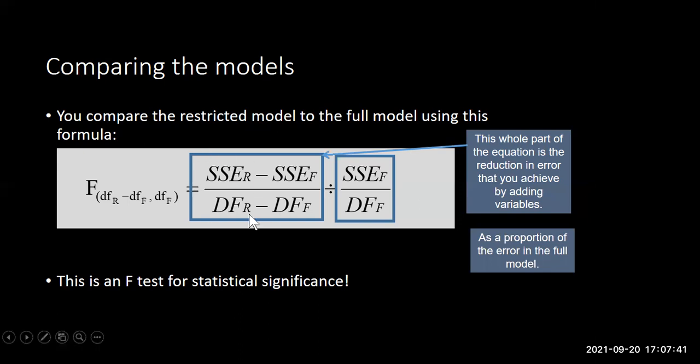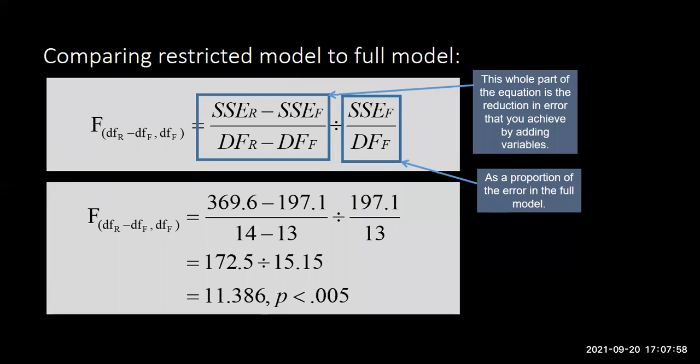And then I'm going to look that up in my F table, using the degrees of freedom from those two tests. Well, the difference between these two tests. So in our case, I have it. All I did was plug the numbers in. Remember, our degrees of freedom are 14 and 13 for our restricted and full models.